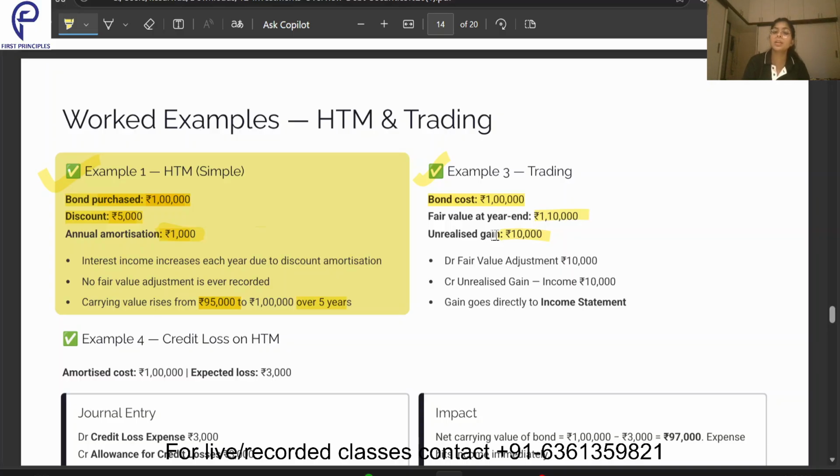Why? Because for the trading security, any increase in the value is not directly recorded. It is recorded as an unrealized gain, since this is a case of not realizing this gain. Then what do we have? We are debiting the fair value adjustment by 10,000. We are crediting the unrealized gain of income, 10,000. So this 10,000 increase in the value is recorded as a fair value adjustment, debited by 10,000, and the unrealized gain goes into the income statement, which becomes 10,000. All the gain will be directly recorded in the income statement.